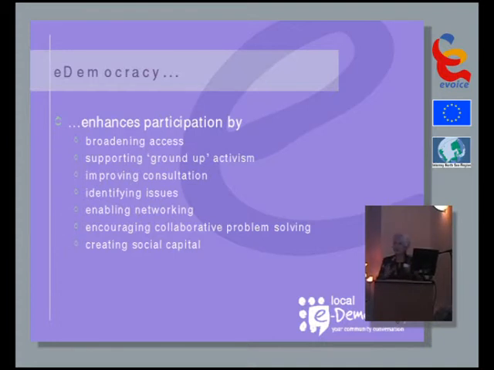Most importantly, of course, it can enable networking. Even in a small geographical area, people are not networked with the people who share their interests and concerns. And this enables them to put themselves in touch with each other. It encourages collaborative problem solving, and it creates social capital.